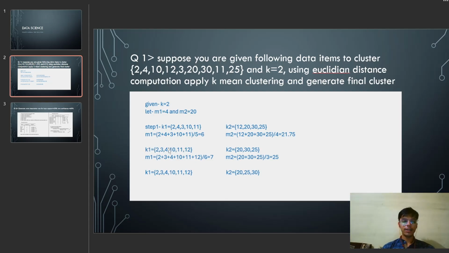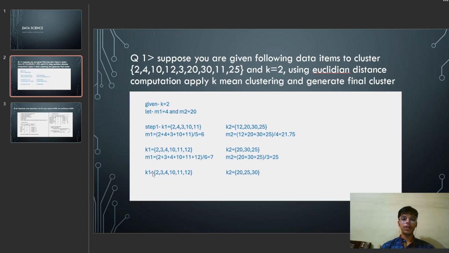Then the resultant K1 cluster will be 2, 3, 4, 10, 11, 12, and the K2 cluster will be 20, 30, and 25. Now we will again take the average of these numbers to get the new centroids. So our new centroid M1 will be 7 and M2 will be 25. Now if we repeat the process again, the clusters will repeat themselves. When this condition happens, it is clear that these two centroids give the final clusters.